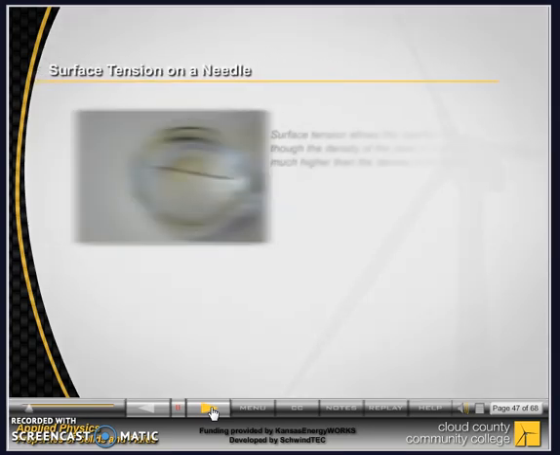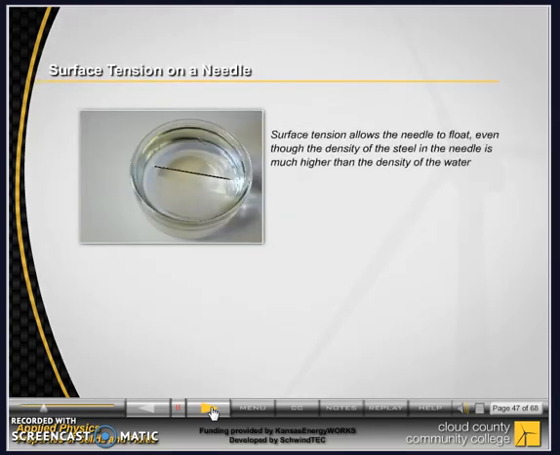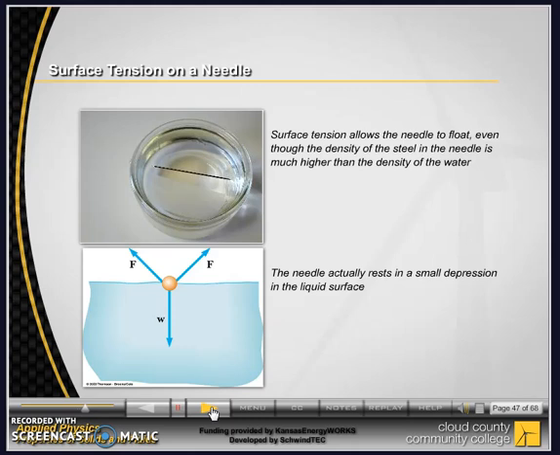In this image, surface tension allows the needle to float even though the density of the steel in the needle is much higher than the density of the water. The needle actually rests in a small depression in the liquid surface. The vertical components of the force balance the weight.